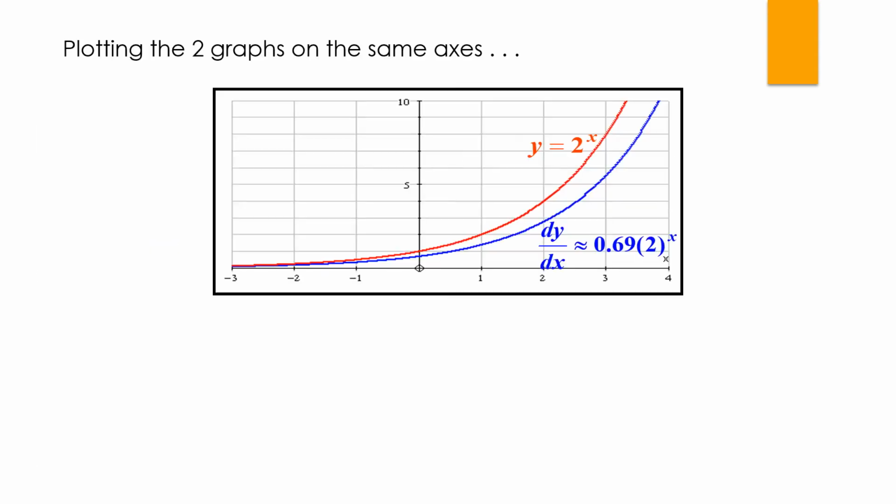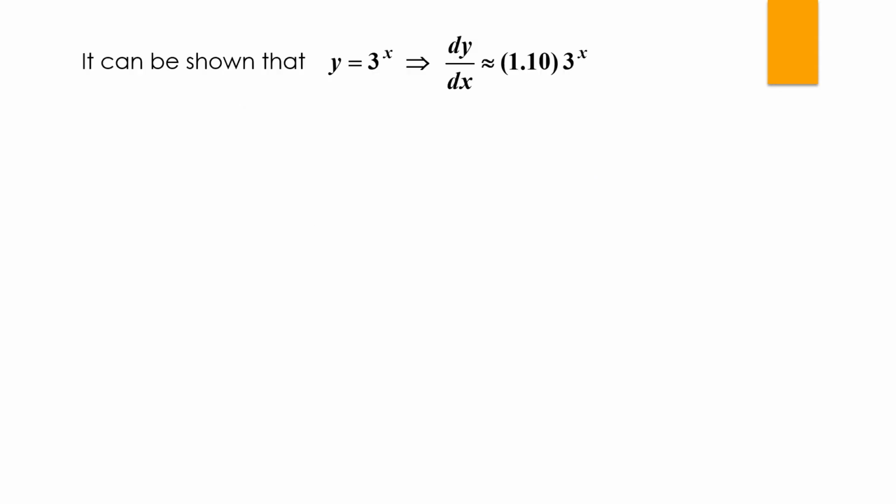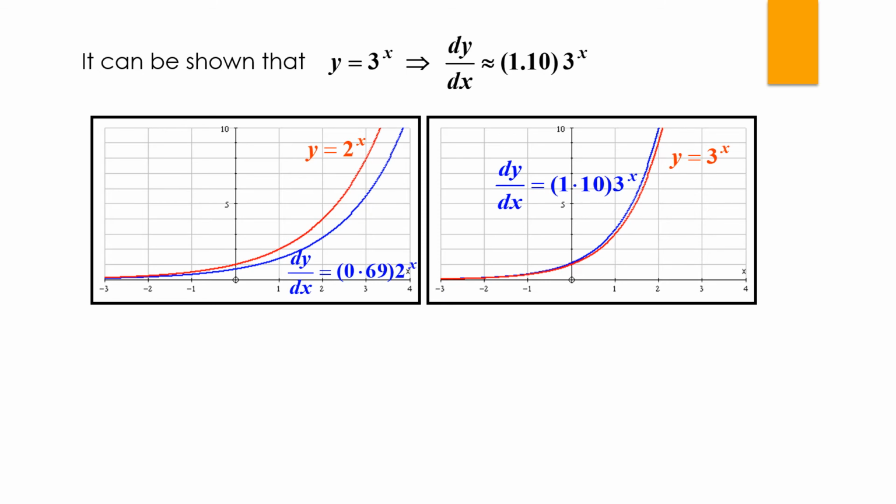So let's plot the two graphs on the same axes, and you can see that our gradient function is below our y equals 2 to the power of x function, and it's approximately 0.69 times 2 to the power of x. So what do you think will happen if we repeat the process for y equals 3 to the power of x? It's going to go up more steeply than y equals 2 to the power of x. So we're going to get a similar result, but the gradient function is now going to be above the curve. So we can show that dy by dx for y equals 3 to the power of x is approximately 1.1 times 3 to the power of x. And you can see that I've demonstrated that here, showing the two curves side by side.